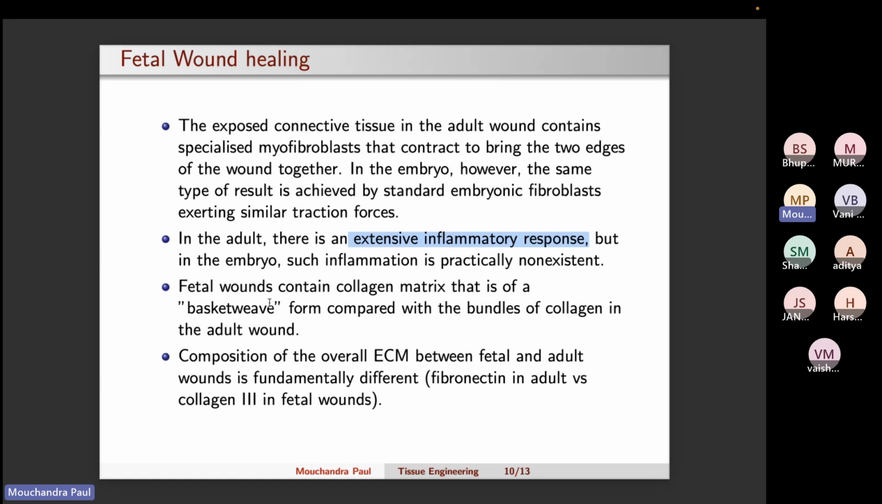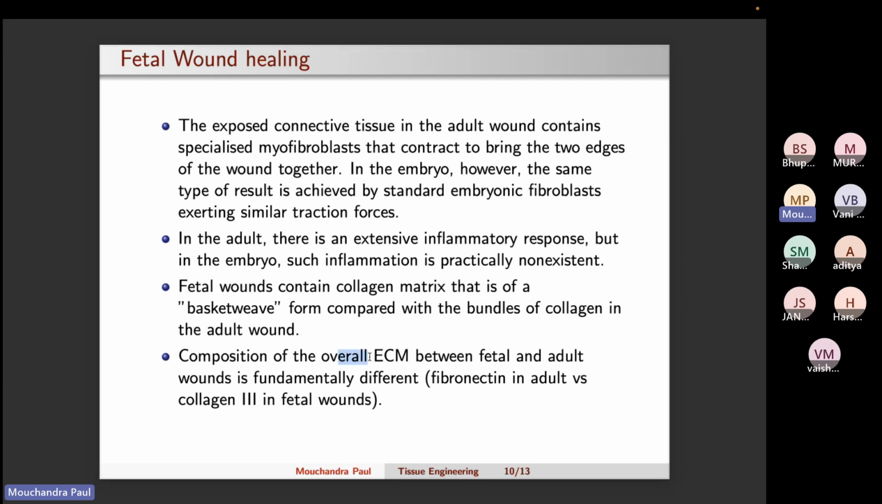Now in fetal wounds, here what happened? A basket weave kind of a structure is there of the collagen matrix. Means if you have seen a bamboo basket, how the texture is there. So in that kind of a texture, the collagen fibers are aligned in a fetal wound. Whereas in adult wound, the collagens are present as bundle of straws, if you have seen. So in that kind of bundles they are present. So the arrangement of the ECM component like collagen is also different in both fetal wound and adult wound.